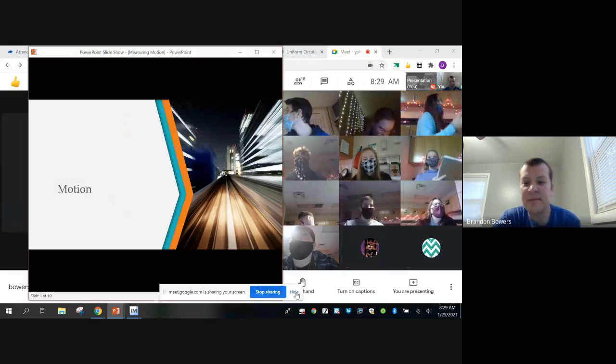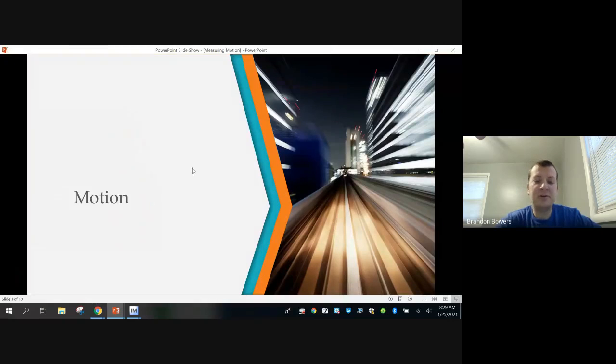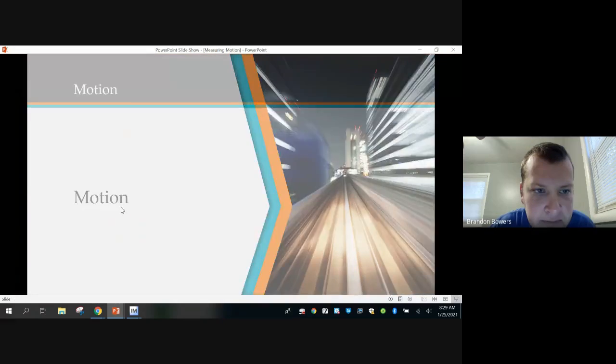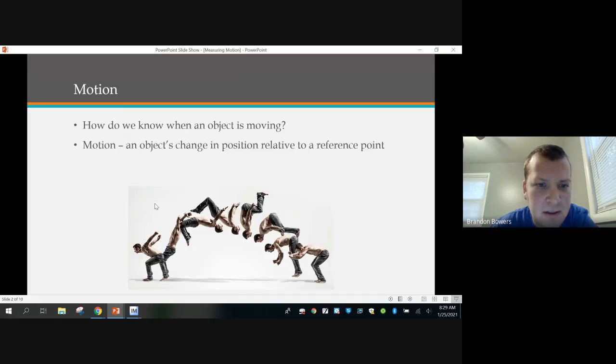We are going to start talking about some motion. All right. Now, what is motion? Motion is an object's change in position relative to a reference point.